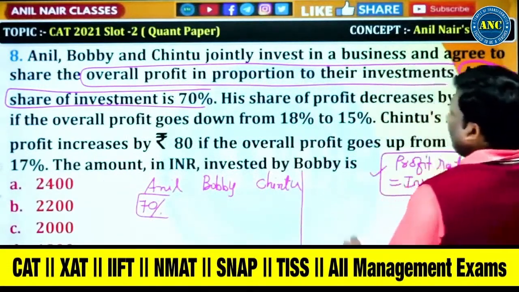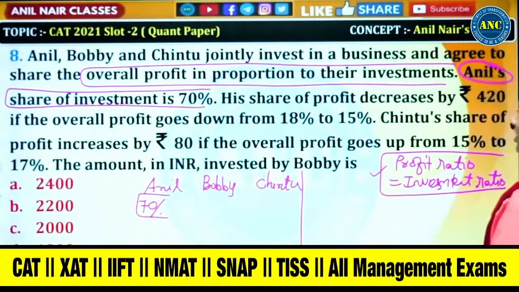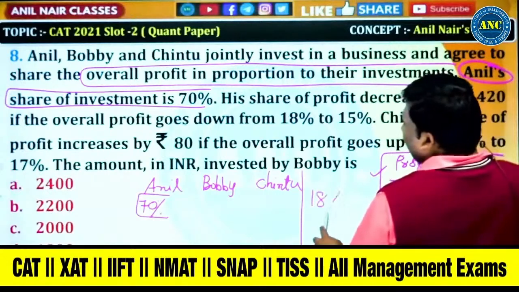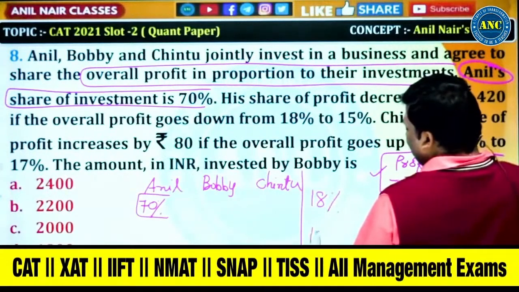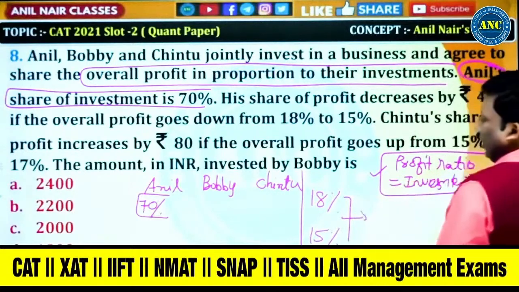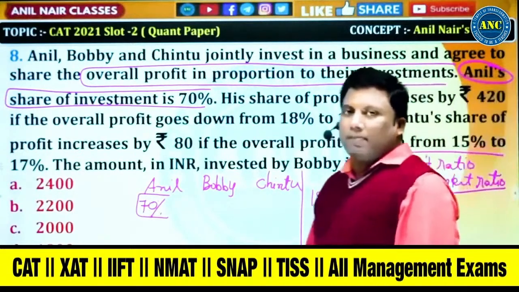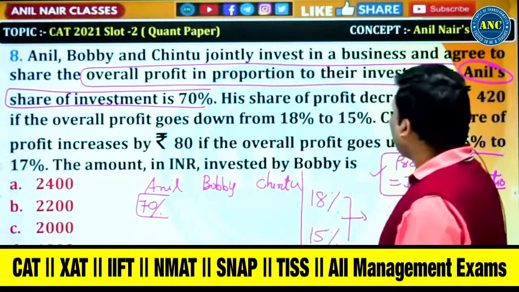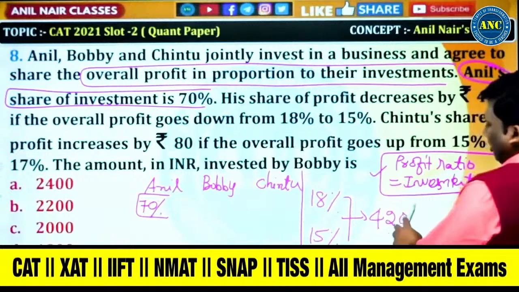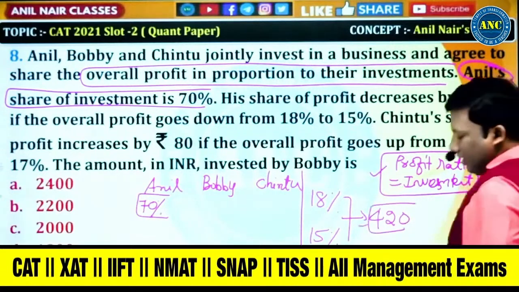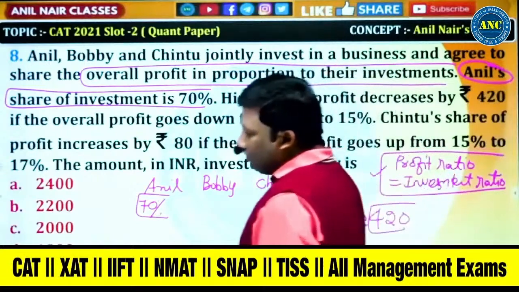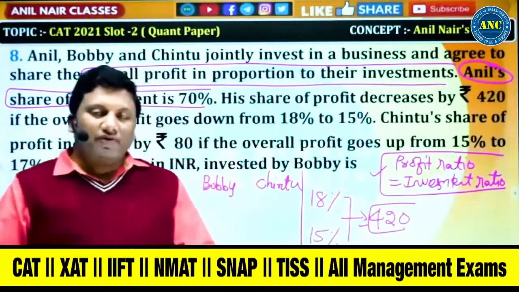Next point. His share of profit decreases by 420 rupees if overall profit goes down from 18% to 15%.